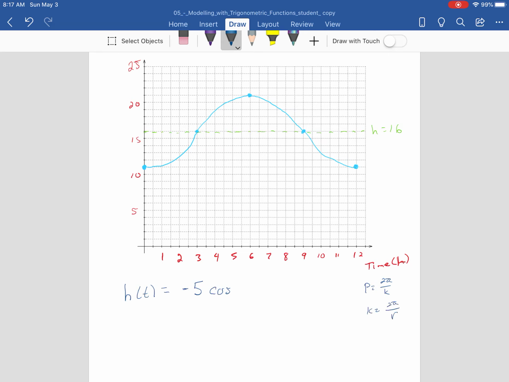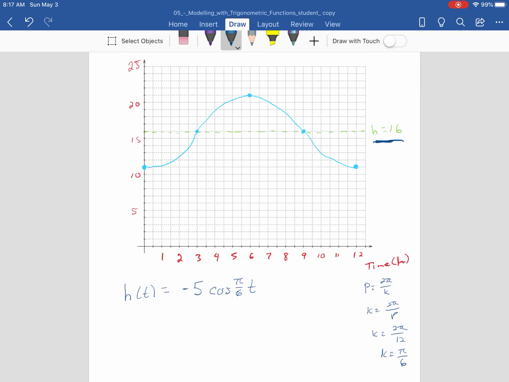Period equals 2 pi over k, which means k is 2 pi over the period. So I get a k value of 2 pi over 12. My k value for inside the brackets this time is pi over 6. Because I've cleverly chosen cosine for my graph, I have no phase shift, but there is a vertical translation.